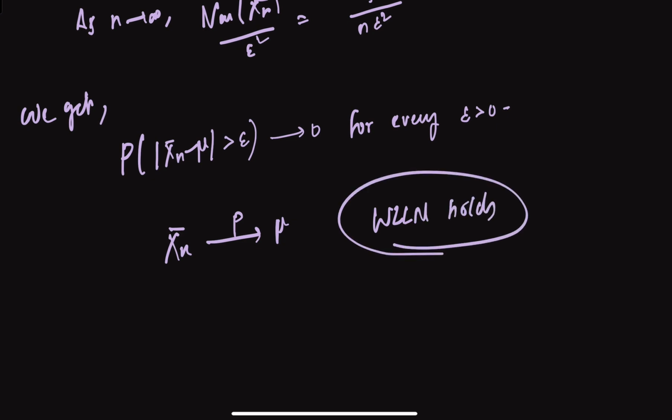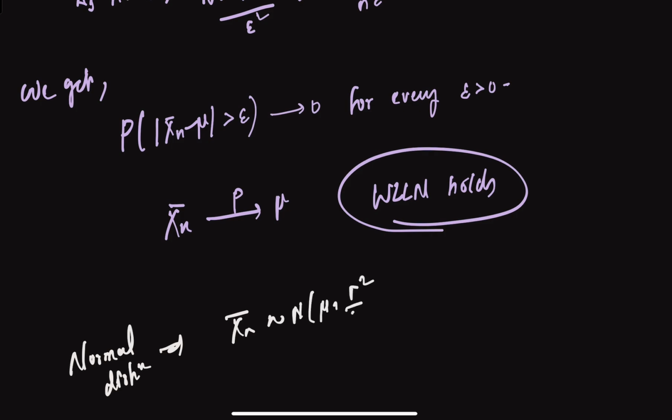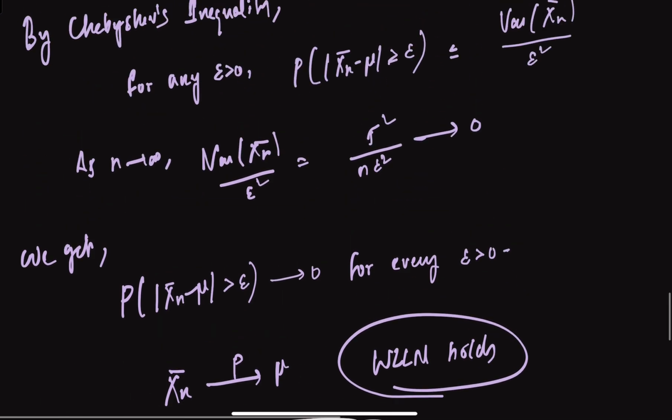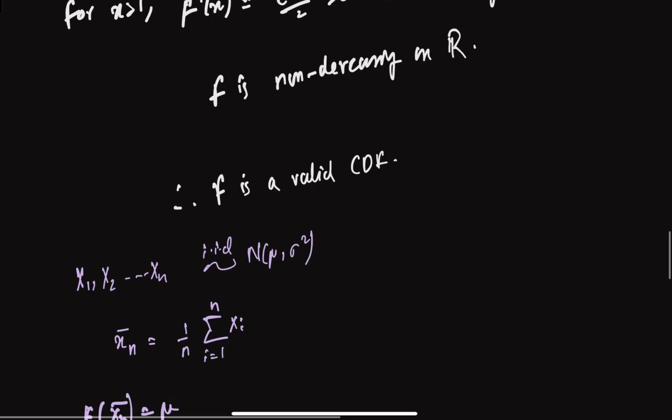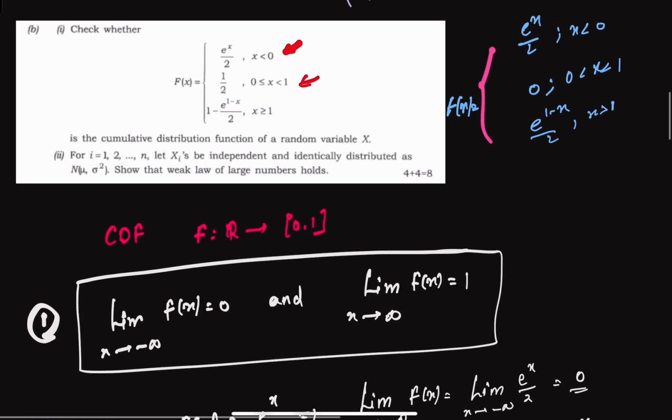We can also see this in another way. When we have a normal distribution, we can note that Xn bar is exactly normal with mean mu and variance sigma square by n. We can use the fact that the variance tends to 0 to conclude convergence in probability. But Chebyshev's inequality is sufficient in general. So that's how we proved that the weak law of large numbers holds in this case. That's it for this video. We'll meet in the next video.